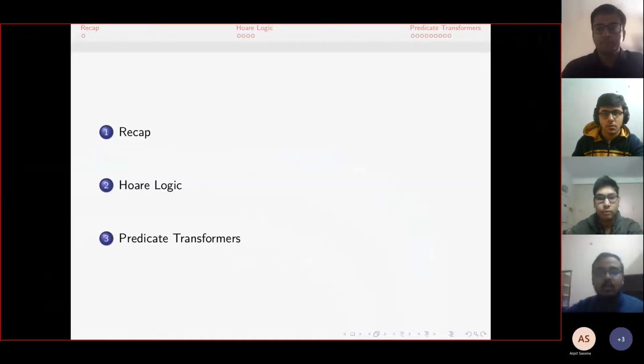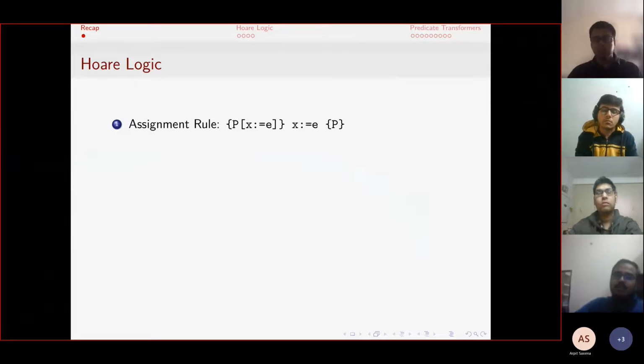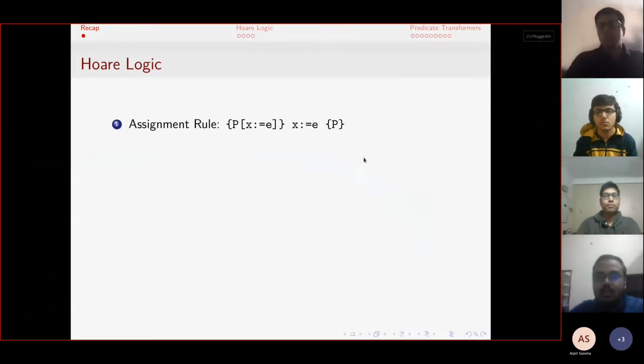Okay, so here's what we'll do. We'll first see a bit of a recap, then we'll move on to the part of the Hoare logic that's left, and then we'll move on to predicate transformers. For the recap, we saw the rules of Hoare logic. I've just written them here.